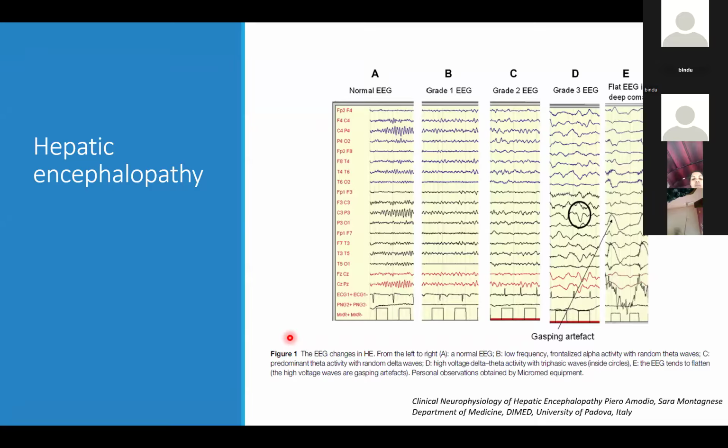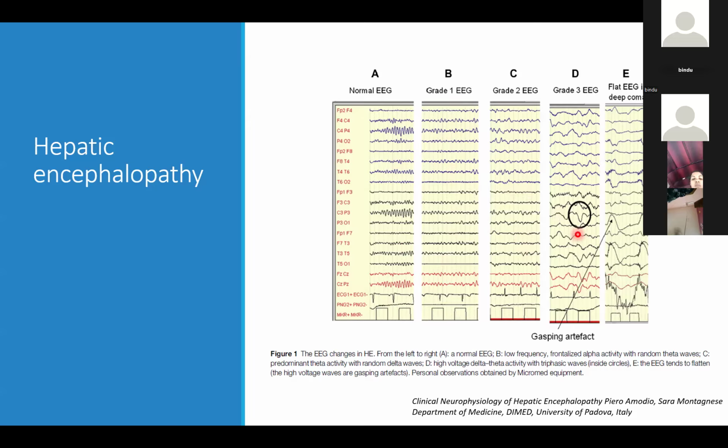Coming to hepatic encephalopathy, EEG changes in hepatic encephalopathy have been described in various stages based on various rhythms. There is normal EEG with normal background. In grade 1 EEG, alpha frequencies may be more anteriorly frontalized, with intermixed theta rhythm. In grade 2, there can be predominant theta frequencies with intermittent delta.